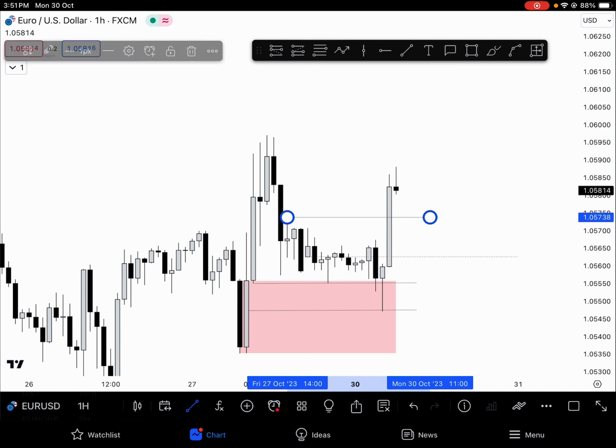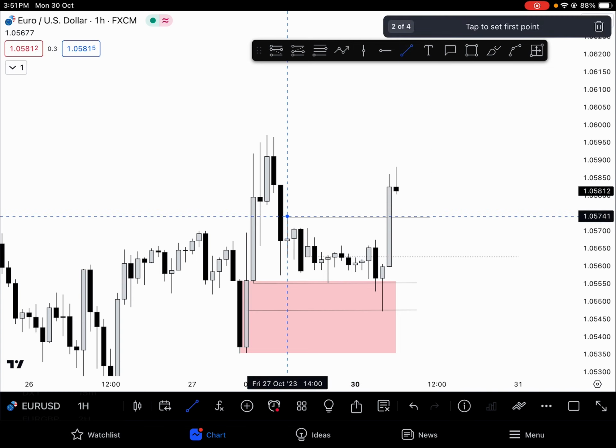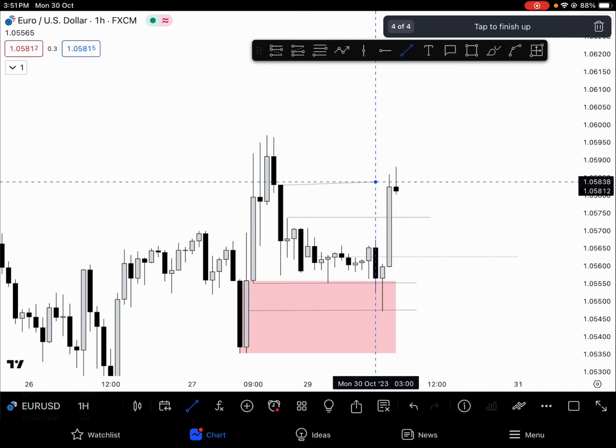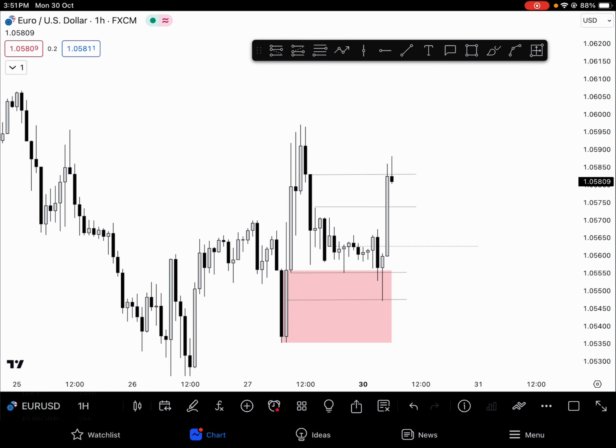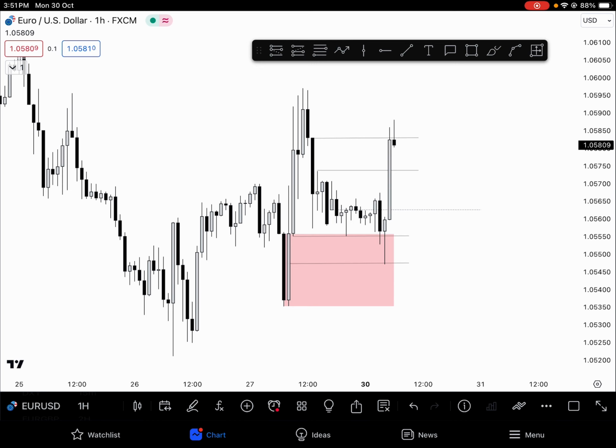Okay, so there are two targets in my mind: first this fair value gap, and this is the high of this fair value gap. That is the second target, because we formed a range inside this candle, so that's why we can target 50% of the range and the top of the range. Okay, now I come to the 15-minute time frame.